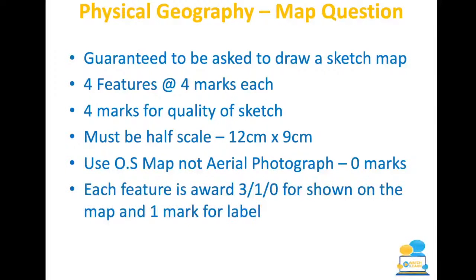It's a common mistake people make, because they draw a sketch map for the aerial photograph, and you just get straight 0. Each feature is awarded 3, 1, or 0, and then 1 mark for labeling it, for naming it.